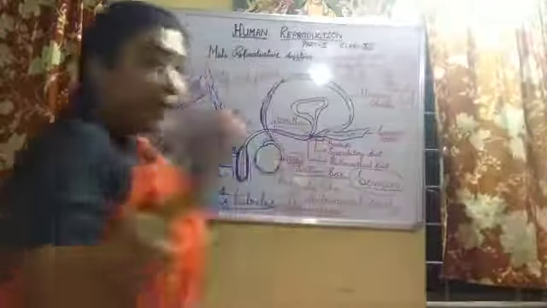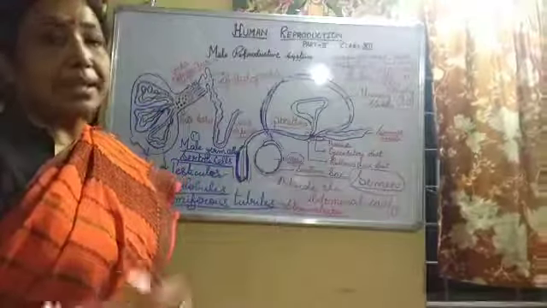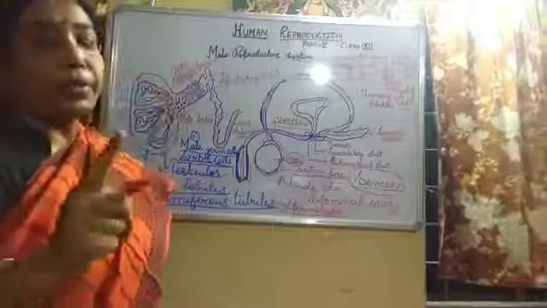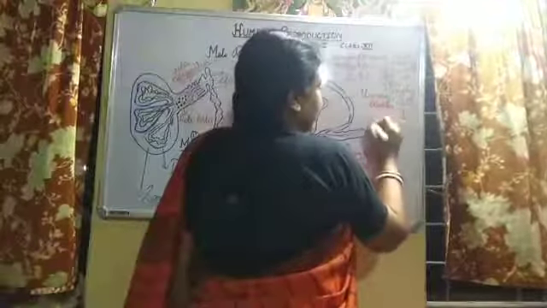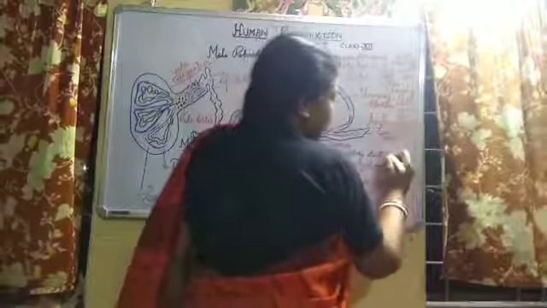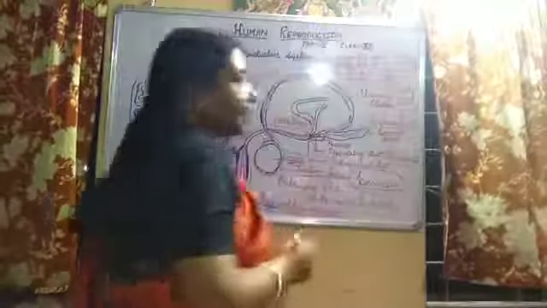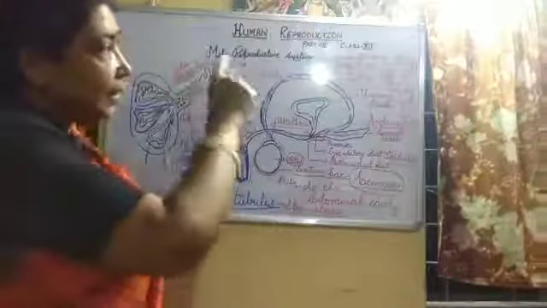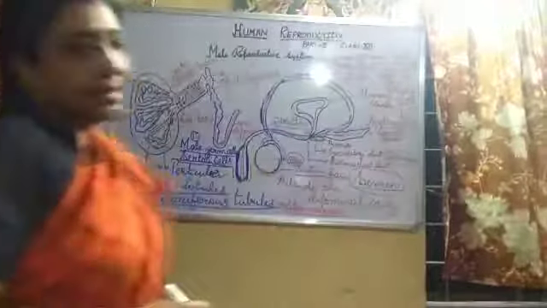Now, the testis is not only responsible for producing the male gamete, it is also responsible for producing the male hormones, that is the androgens. And who produces it? This Leydig cell is responsible for the production of androgens, the male hormones. And you know, testosterone, that is the male hormone which you have studied. So, Leydig cell, in the space between two seminiferous tubules, is responsible for producing testosterone.